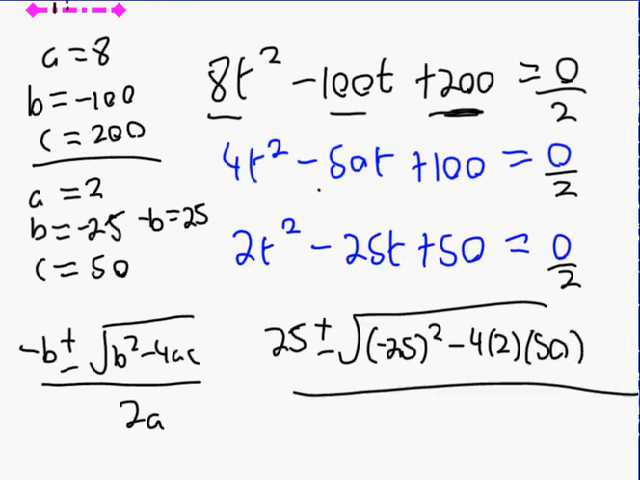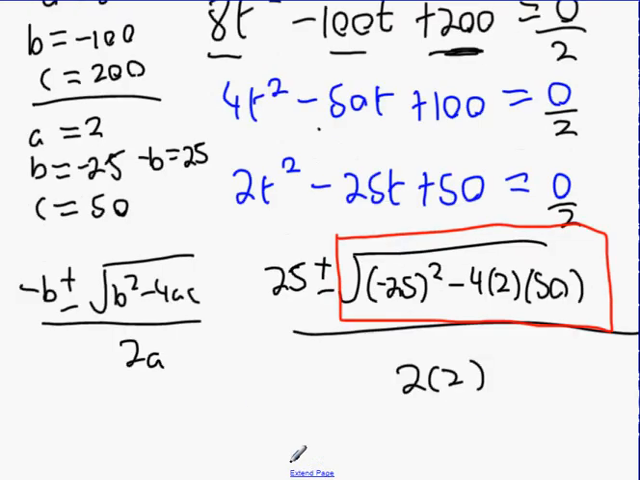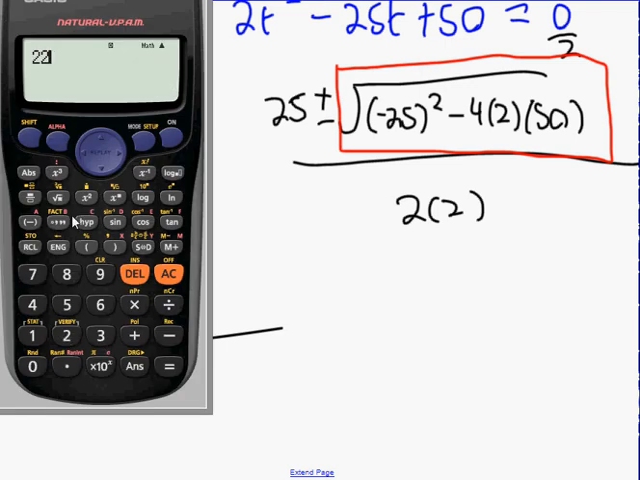Would somebody type this part into the calculator for me? Square root and everything. Over 2 times 2. So what we're going to get is 25 plus or minus something over 4. Anybody get anything from me yet? 15. It's 15? Okay, that's a good result there. So 25 squared minus 400. 225 is 15. Yeah, you're right.